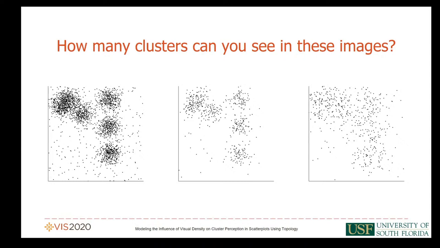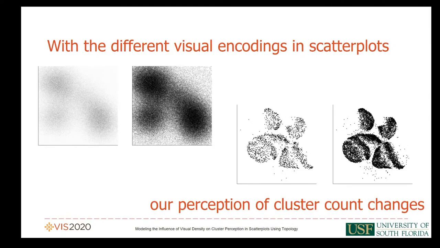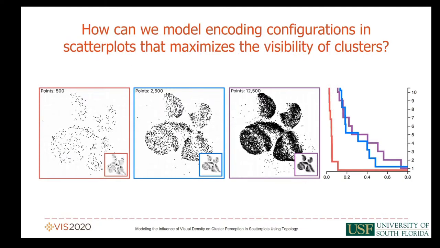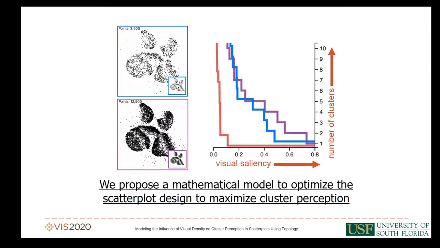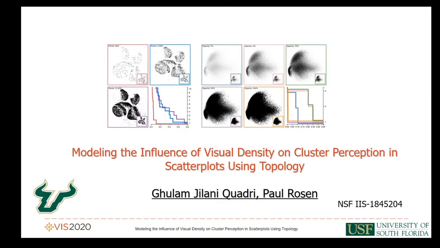How many clusters can you see in these images? With different visual encodings in scatter plots, our perception of cluster count changes. We developed models that consider how visual density influences cluster perception. Further, we demonstrate using a threshold plot to optimize the saliency of clusters.